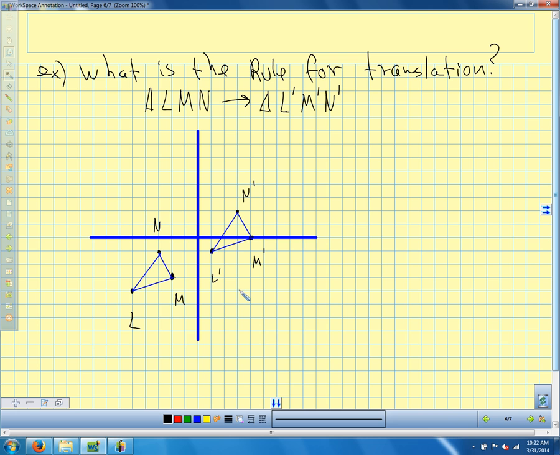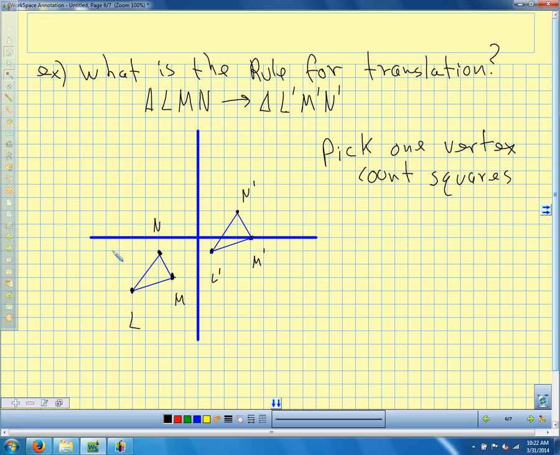So when we have a graph like this, just pick one vertex. And count. It doesn't matter which vertex we pick. A translation moves all points the same distance in the same direction. So we can pick any vertex. Which vertex do we want to pick here?